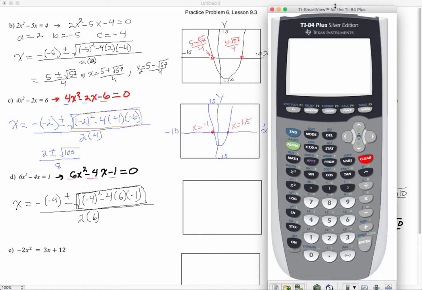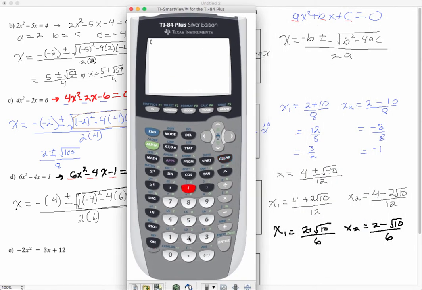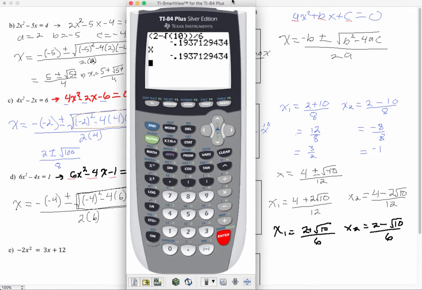So we're thinking that was x2 there. So we're going to go parentheses 2 subtract square root of 10, close off that parenthesis, close off the numerator, divided by 6, and we want to see, is that the same as the value we just found? So we'll hit X again. Yeah, bada bing, bada boom. That tells me that yes, indeed, I am looking pretty good with my decimal approximations.